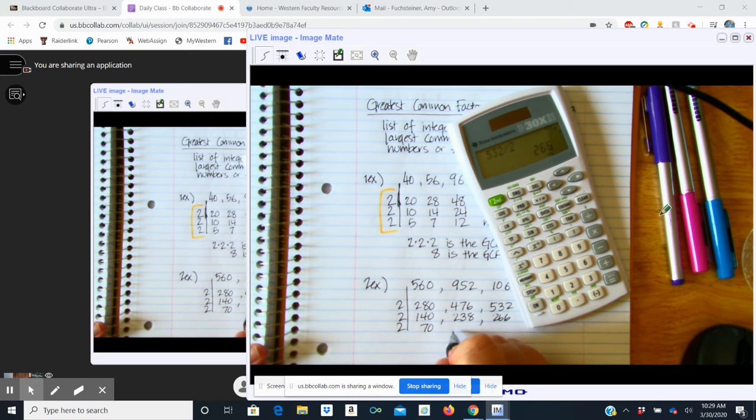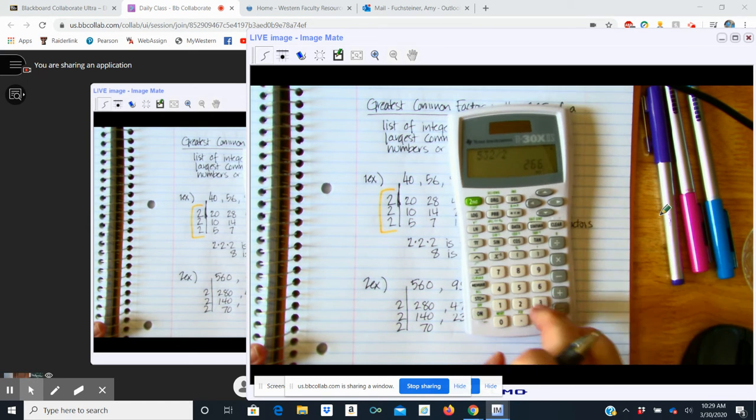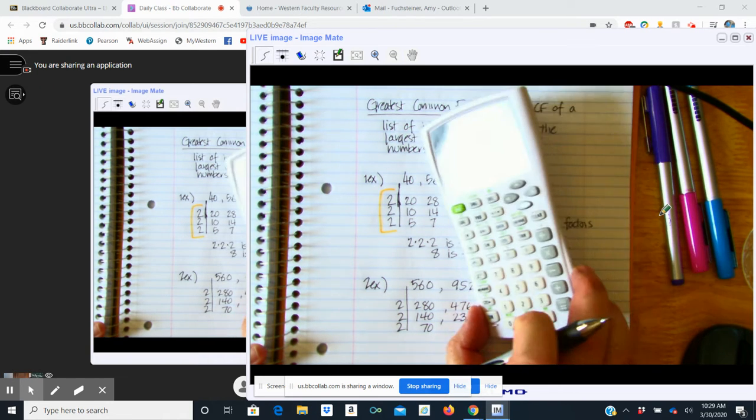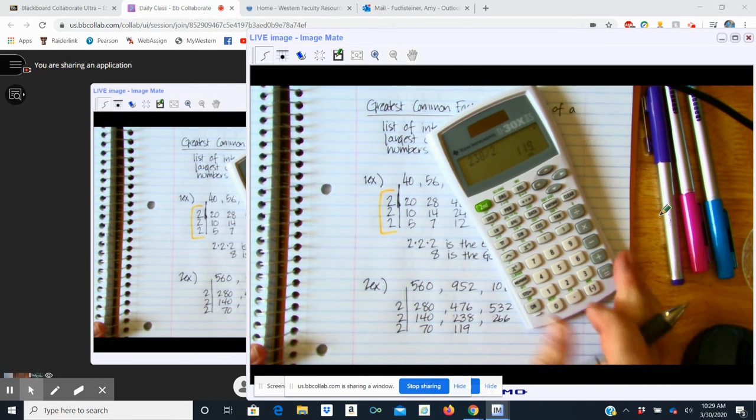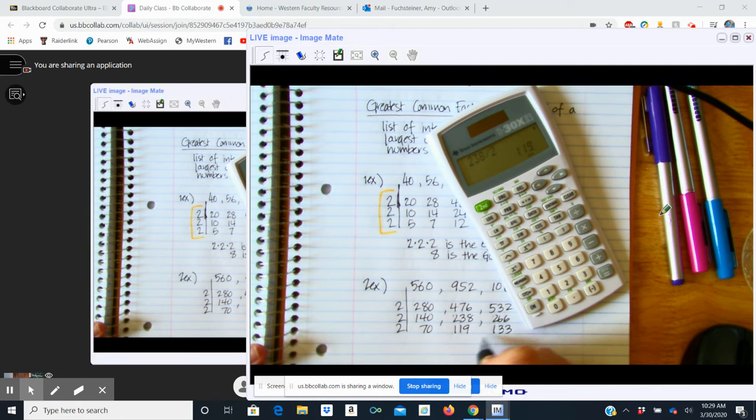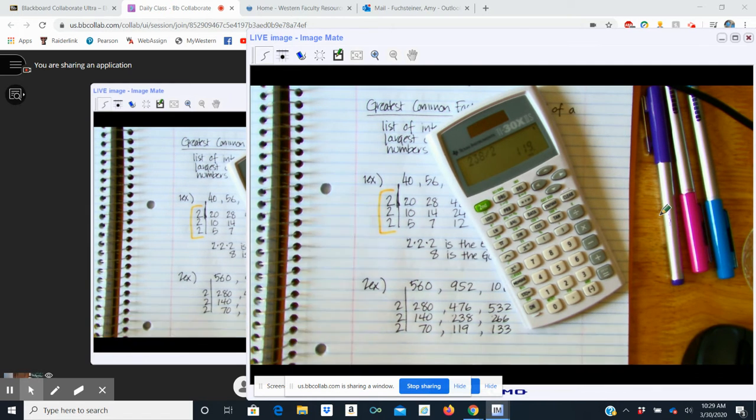Gives me a 70. Let's see, 238 divided by 2. I don't think that one's going to work out. That's going to be a 119, and that's going to be a 133. So I've got a 70, a 119, and a 133. I feel like these are still too big. So do you see how I've got a 70 here, and I know that that's going to be 7 times 10?